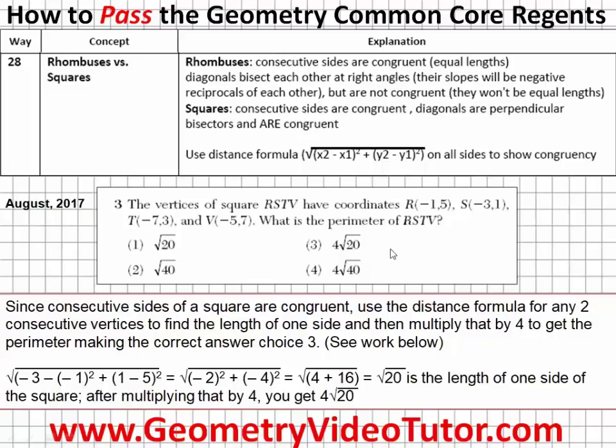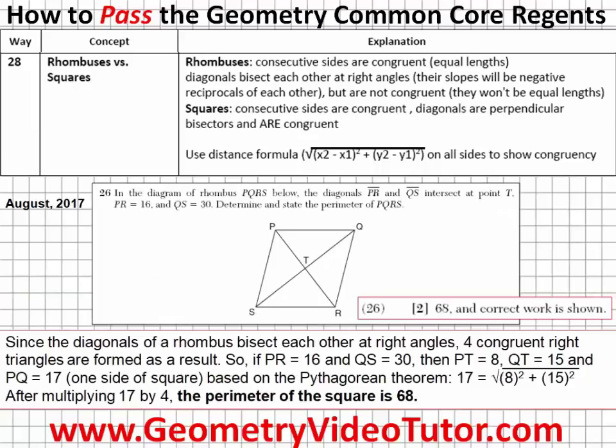Okay, so when I did RS, right, we did -3 minus -1, squared, plus the y value, 1 minus 5, squared, right? And we end up with the square root of 20, and that's the length of one side of the square. But don't forget to multiply that by 4, and you get choice 3, which is 4 radical 20. And that will get you the perimeter using the information from way number 28.